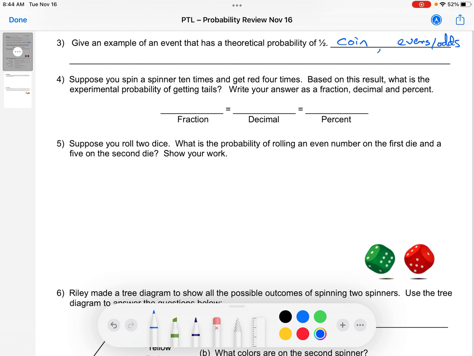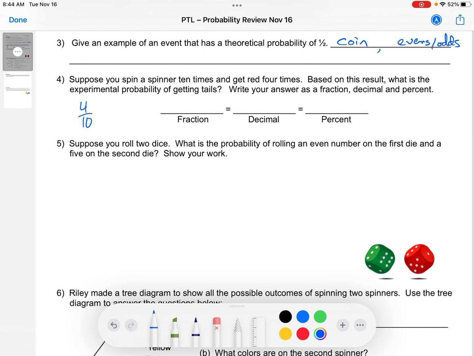Suppose you spin a spinner 10 times and get 4 reds. Based on this result, what's the experimental probability of getting tails? Your answer is a fraction, decimal, or percent. So suppose you're spinning a spinner 10 times, right? And we get 4 reds. So we have 4 out of 10. Oh, there it is. There's my fraction already, right? Based on this result, what is that experimental probability? This is not theoretical, but experimental.